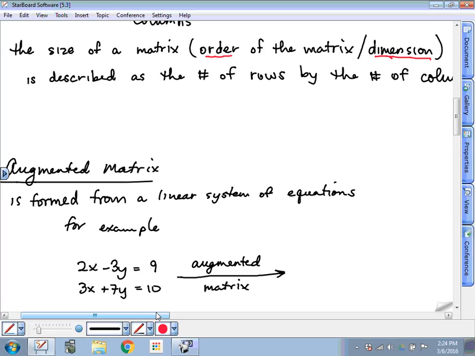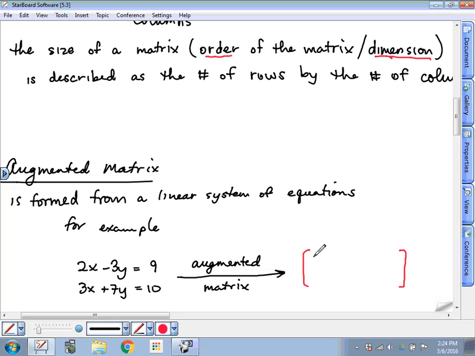An augmented matrix is going to have the same number of rows equal to the number of equations. So this has 2 equations, so our augmented matrix is going to have 2 rows. Okay? Each column is going to be the coefficients of the variables. So we're going to have a column for the x coefficients, a column for the y coefficients, and we're also going to have a column for the constants that are after the equal sign.